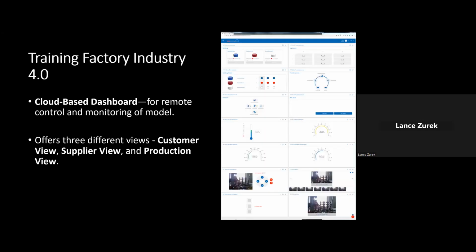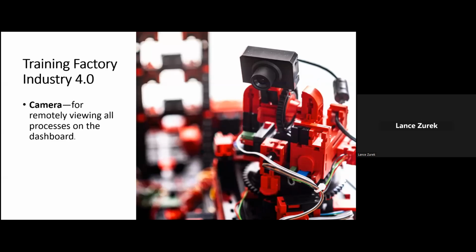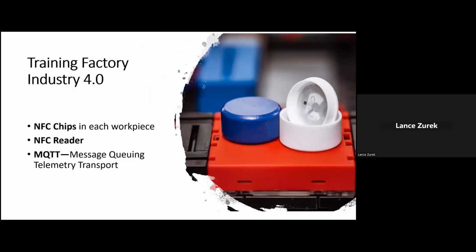Now, as you just saw, the model incorporates many features not found in the models that we've previously discussed, most notably the use of a cloud-based dashboard for monitoring and controlling the model. Some other examples would be the camera attachment, which is used for visually monitoring the factory functions from the cloud-based dashboard, as well as the environmental sensor, which collects data on variables such as temperature, air quality, humidity, and air pressure. The use of NFC chips in each individual workpiece, each of which has a unique identification number, enables the positions of each piece in the work cycle to be mapped.